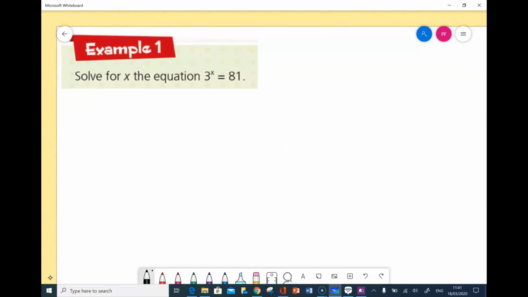So the first one up: solve 3 to the power of x equals 81. As we can see, the x we're looking for is up here in the powers. How you do that is a simple rule. If the x is in the powers, make your base numbers the same.